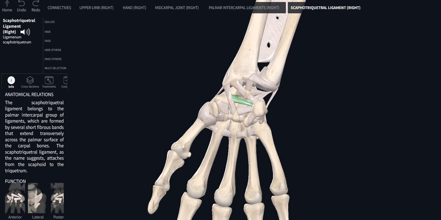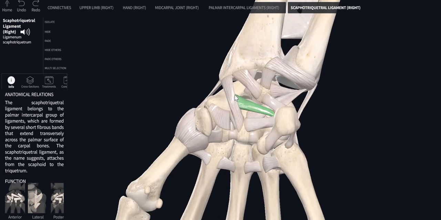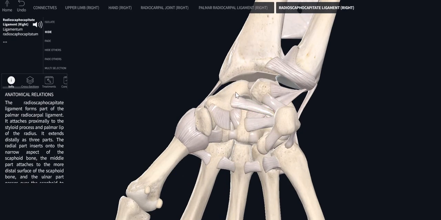Most wrist fractures are also accompanied by a scaphoid fracture. The scaphoid bone fracture is usually here, at the middle part of the scaphoid bone, because this is the thinnest part of the scaphoid bone. It's very common. We're talking about 60% of all wrist fractures also having a small fracture of the scaphoid.